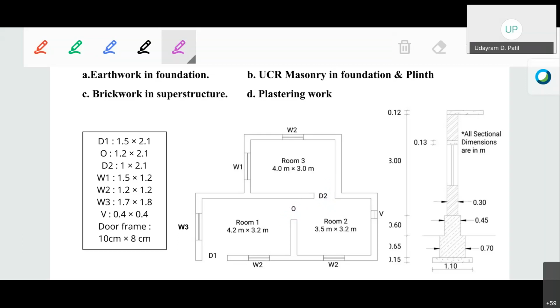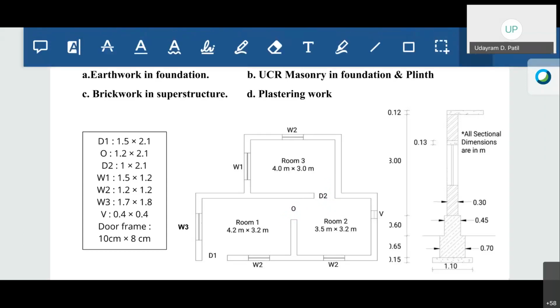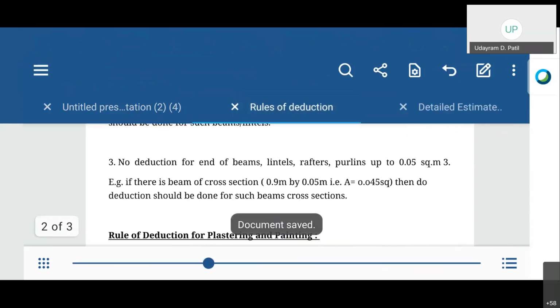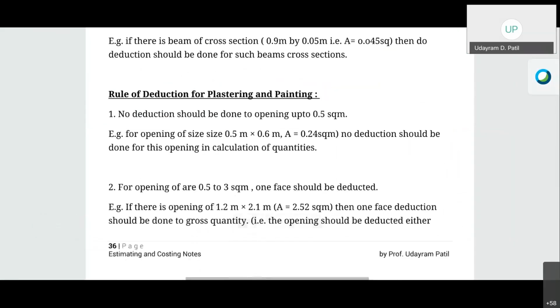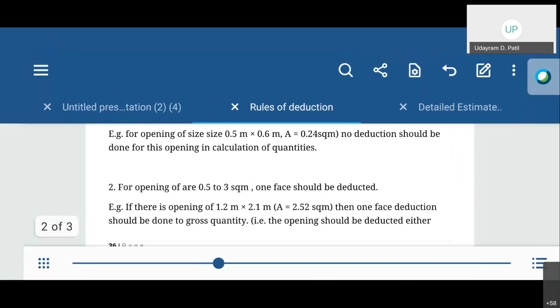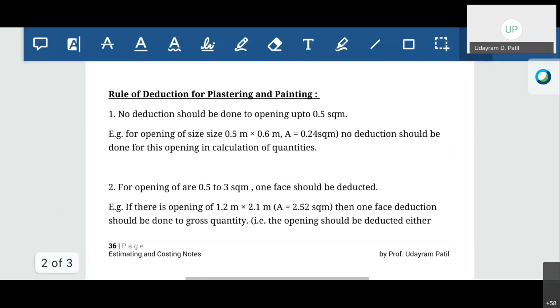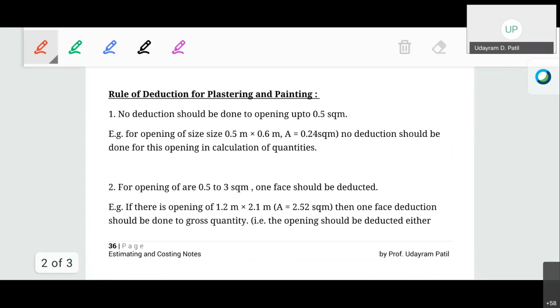So again, if we only have to deduct one phase, then we are going to deduct it from the external plastering. Considering the rules of deduction for plastering: if there is any opening which has an area less than 0.5 square meter, then no deduction will be made for that particular opening.